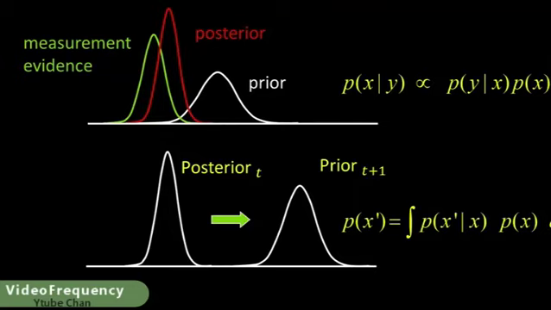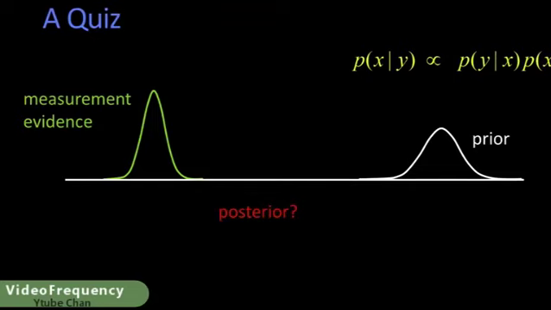So let me give you a quiz. Well, it's not a real quiz. It's like a fake quiz, all right? Suppose this is your prior, okay? You see it's this nice white Gaussian lump over here. And then suppose this is your measurement, this nice tight green. Where does the posterior go?